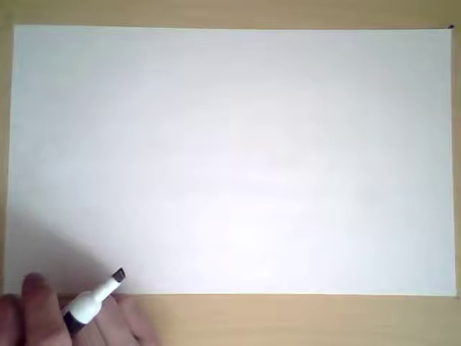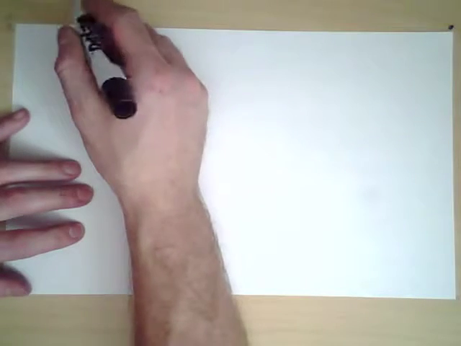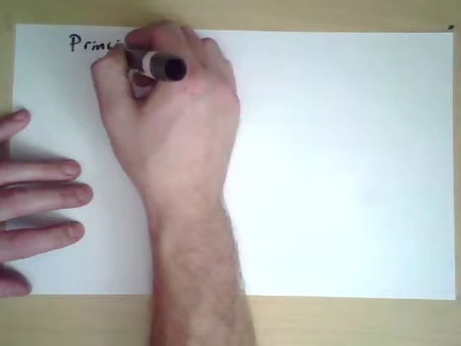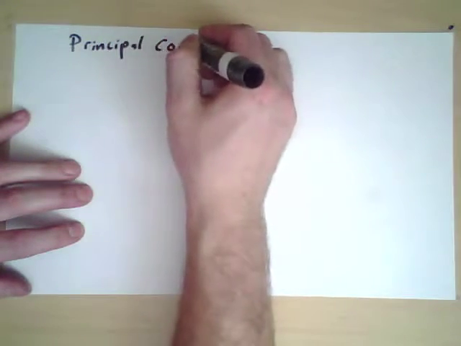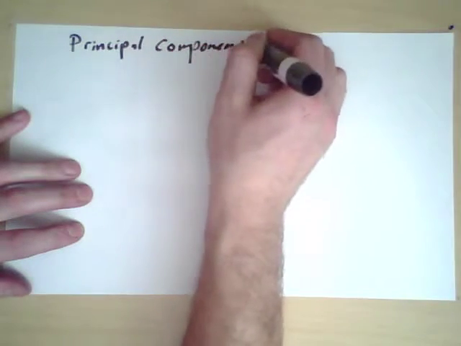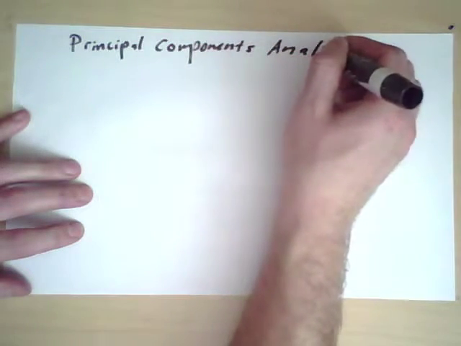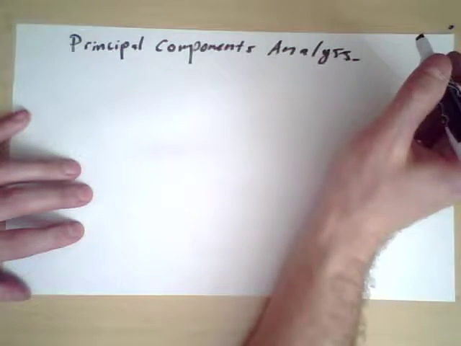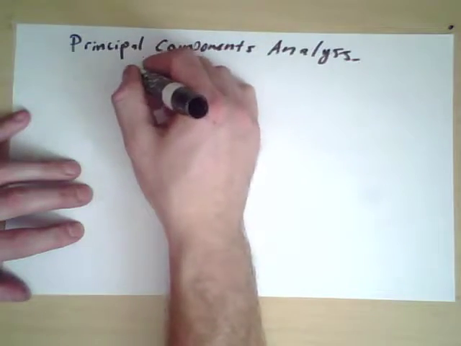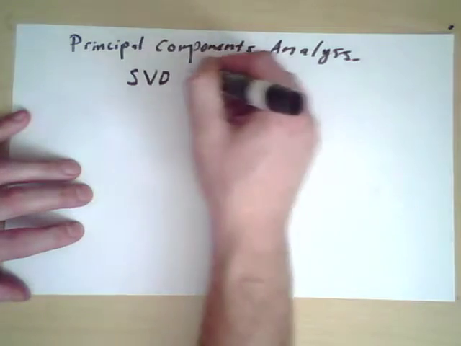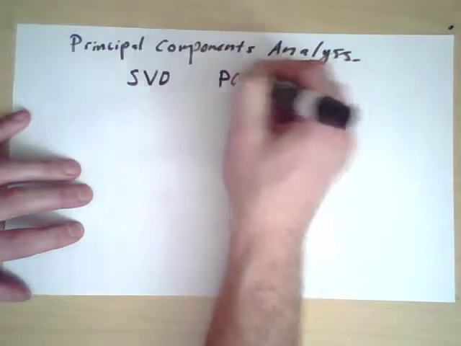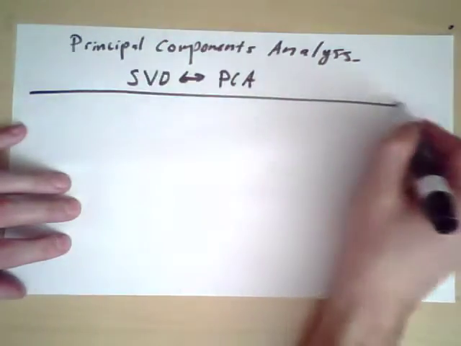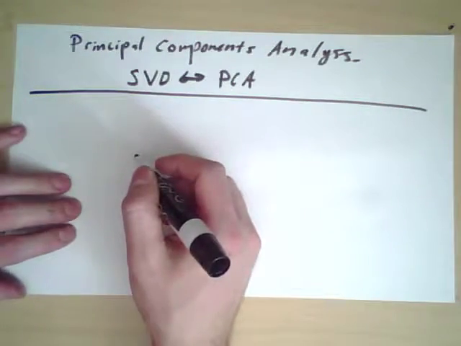The singular value decomposition is known in statistics as principal components analysis. In fact, one will often see the acronyms SVD and PCA used interchangeably. There are two sides to this.